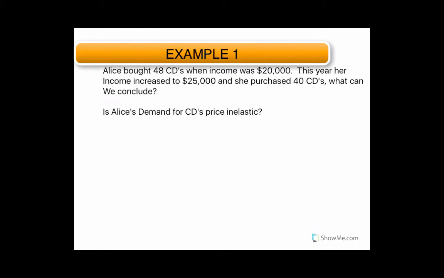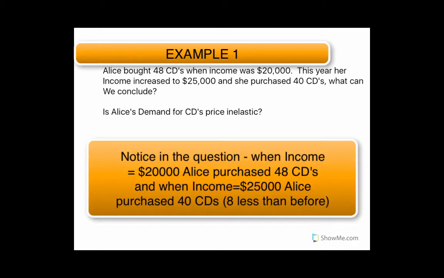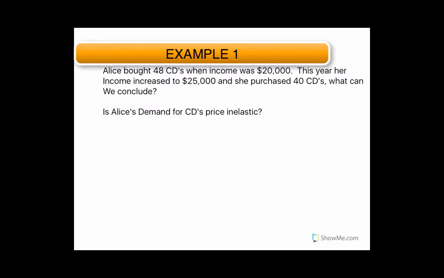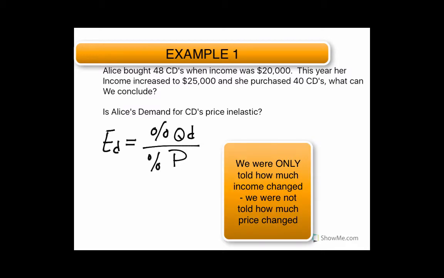So in this problem, Alice's income goes up by $5,000 and she buys 8 less CDs as a response to that. So what can we say about her price elasticity of demand for CDs? The formula for price elasticity of demand is the percent change in quantity demanded based on the percent change in price. We don't have enough information in this scenario to determine this, so this is a situation where her income increased and her demand for CDs decreased.